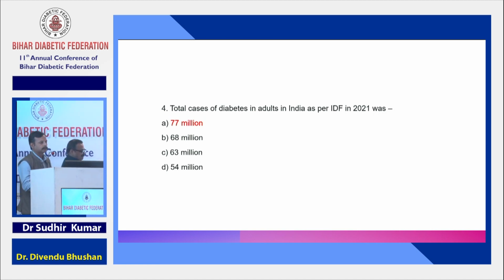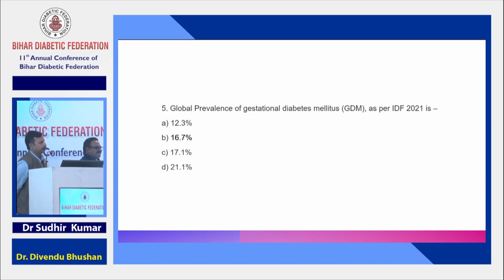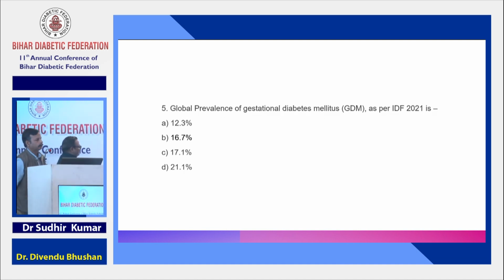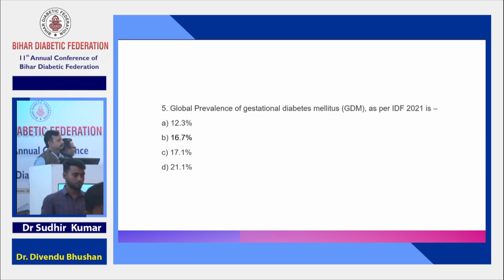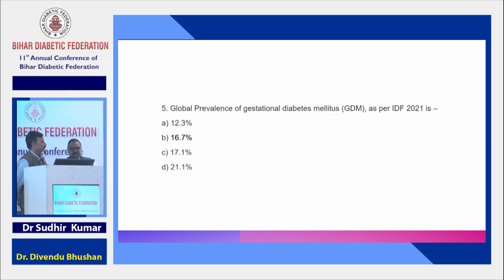So next question for next team. The global prevalence of GDM as per IDF 2021 is. The global prevalence of GDM. 17.1, very near, but wrong answer. It is 16.7.